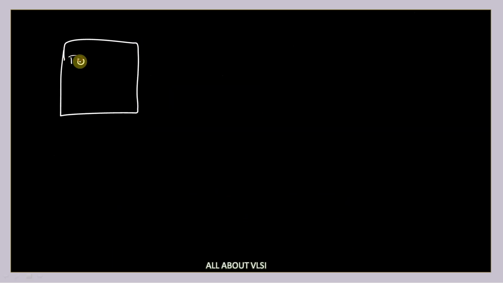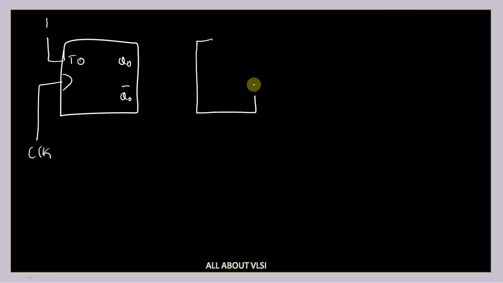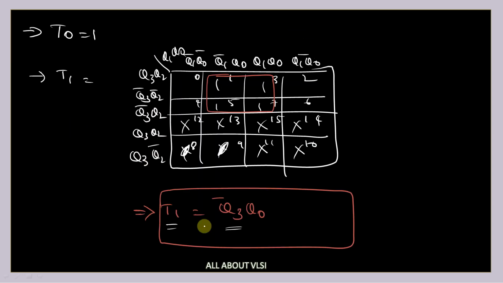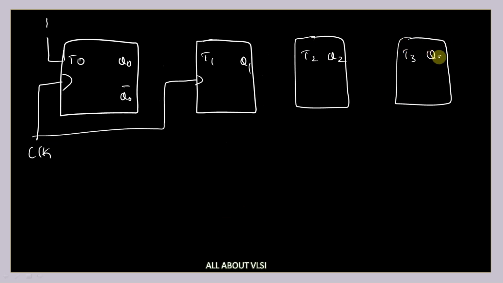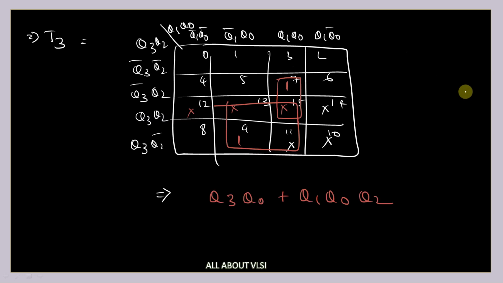So this is my T0, Q0 and Q0 bar, and we have connected our clock here. We have connected T0 as 1, as we can see from the equation. And coming to T1, this is my T1, Q1, and the clock is connected here. It's a synchronous circuit, and T1 is nothing but Q3 bar Q0. Let me draw the other flip-flops also. This is T2 and Q2, and this is T3, Q3 and Q3 bar. And this is my clock.